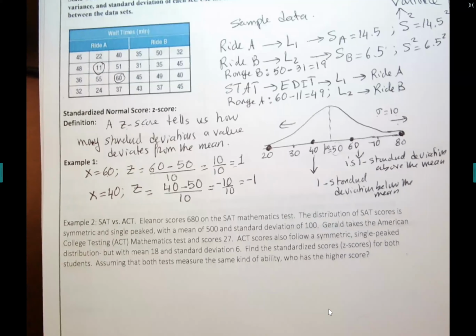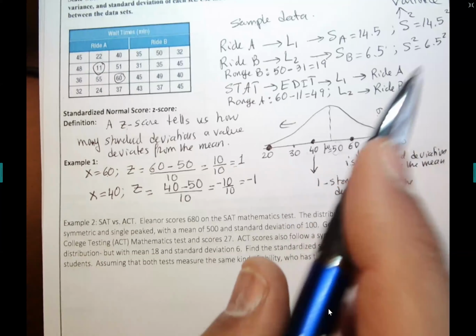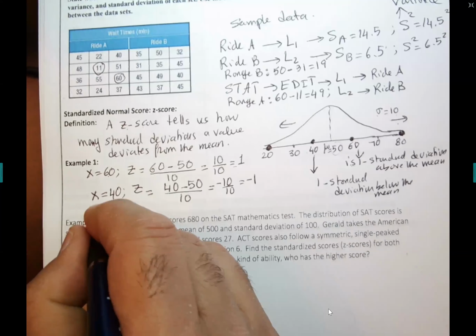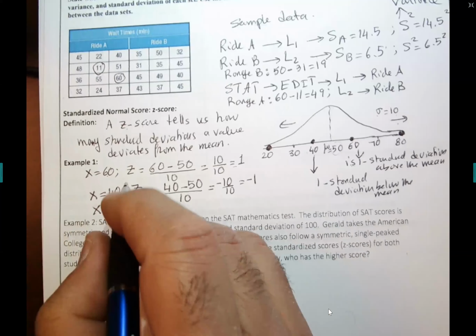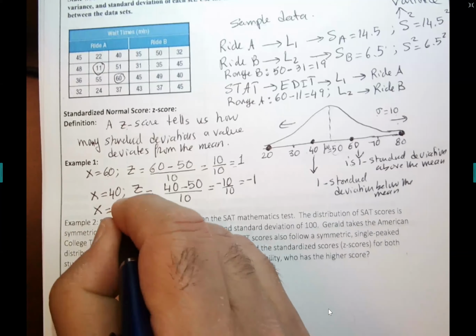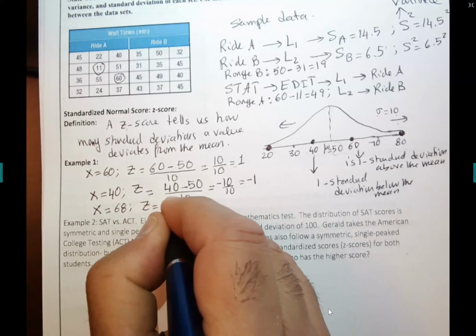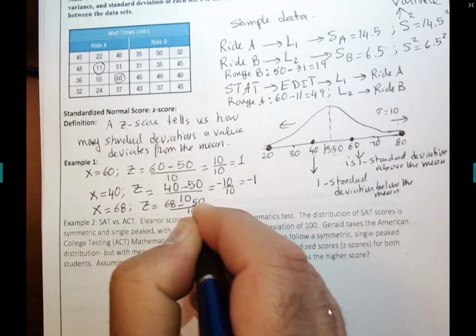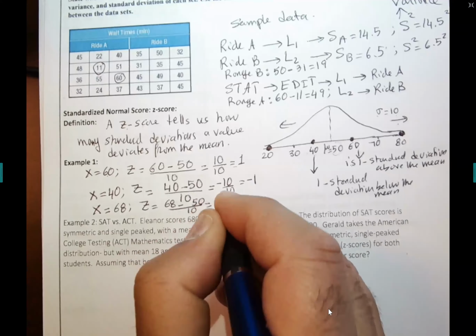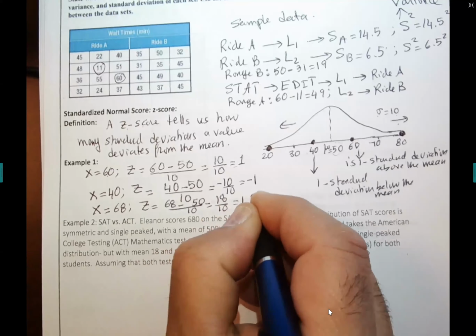Now let me pick a different value. It doesn't have to be any of those values. Since I know the formula, let's say a student scored 68, and I want to figure out what the z-score is. So you take the 68, you subtract the mean, and divide by the standard deviation. 68 minus 50, guys, is 18, divided by 10, which is 1.8.